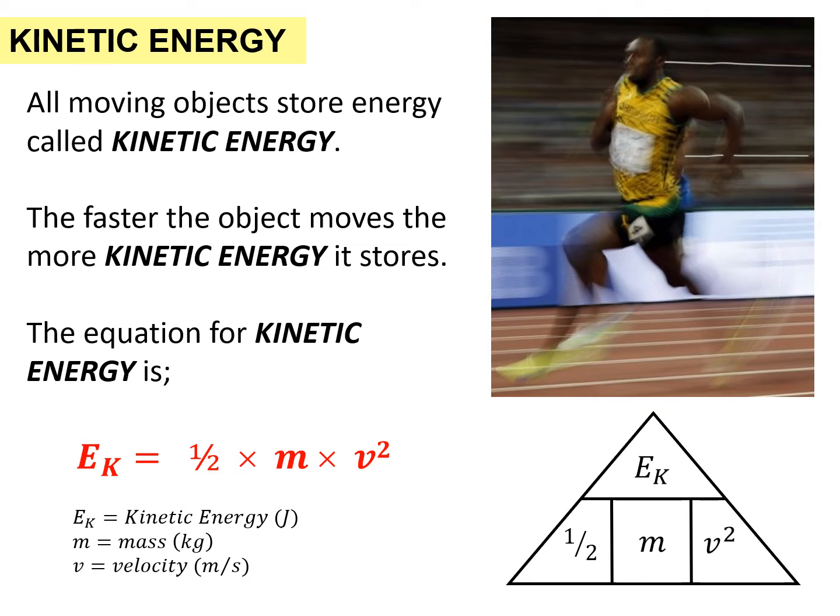So let's move on to kinetic energy first of all. Here's a picture of Usain Bolt, who at the time was the fastest athlete on Earth. He has lots of kinetic energy. All moving objects store kinetic energy. The faster the object moves, the more kinetic energy they store. The equation for kinetic is given down here. EK, that's energy kinetic, equals 1/2 times the mass times the velocity squared. Something to draw your attention to here is the square. Students often forget to square the velocity. So make sure that you use your square button when you're using this formula.